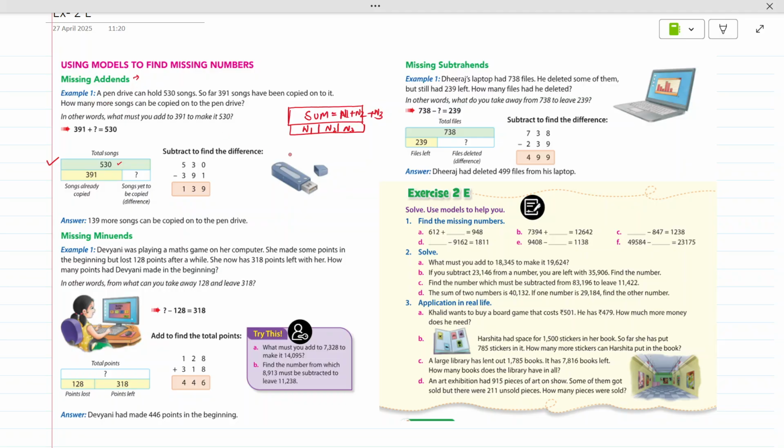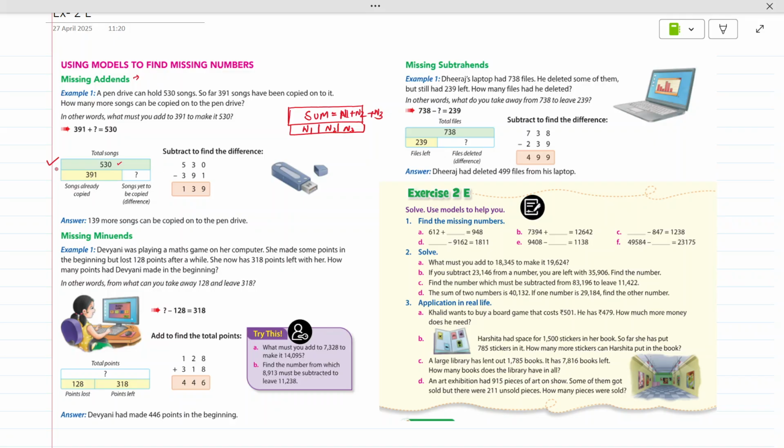A pen drive can hold 530 songs. So the total capacity of this pen drive is 530. So far, 391 songs have been copied onto it. So till now, 391 songs are added to it. How many more songs can be copied onto the pen drive? We have to find out using the model how many more songs we can add to it.